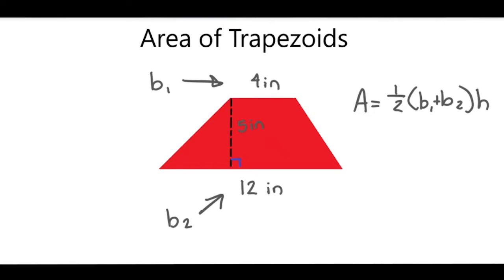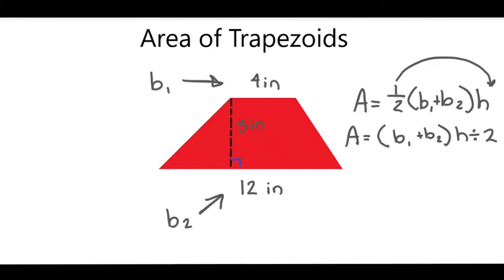So the way we're going to find the area of this is just like the formula for finding the area of a triangle. I'm going to take this 1/2 and put it on the end of the formula so that I can rewrite this as base 1 plus base 2 times height divided by 2. That way you don't have to multiply by fractions, you can just divide by 2.